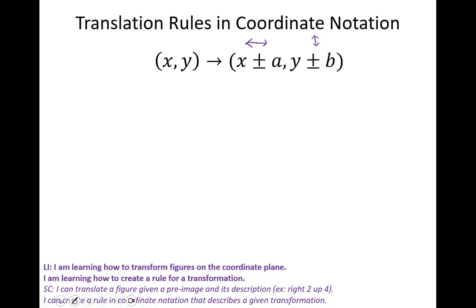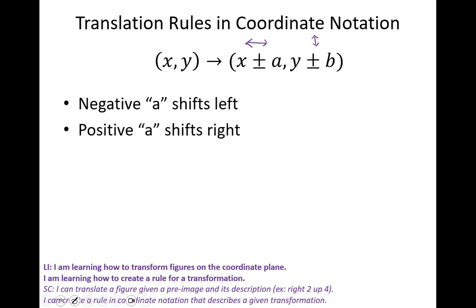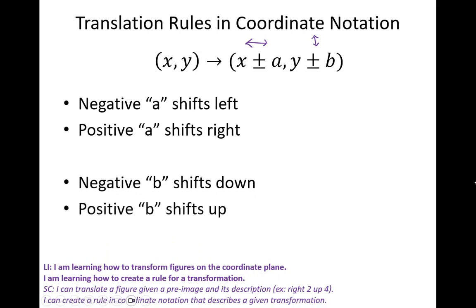All right, and this is what you guys are writing. A negative a shifts left, positive a shifts right, negative b shifts down, and positive b shifts up.